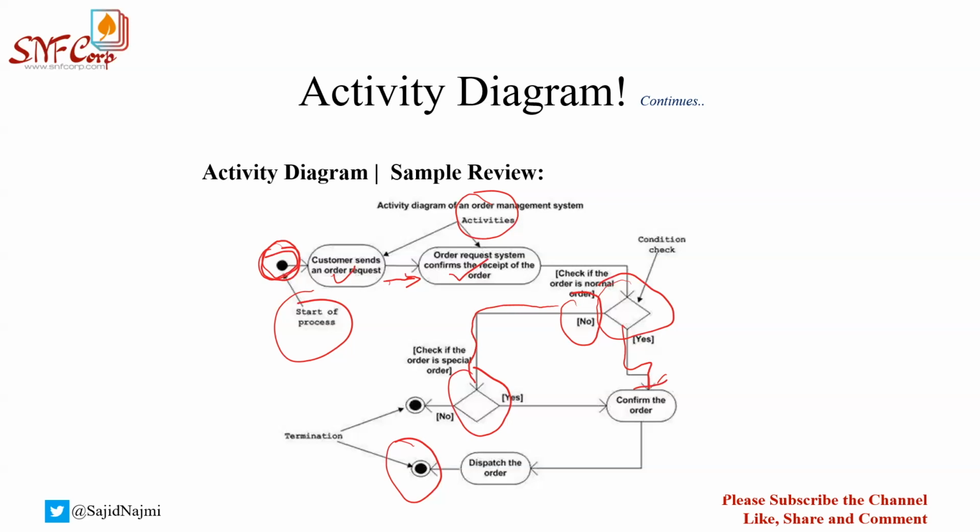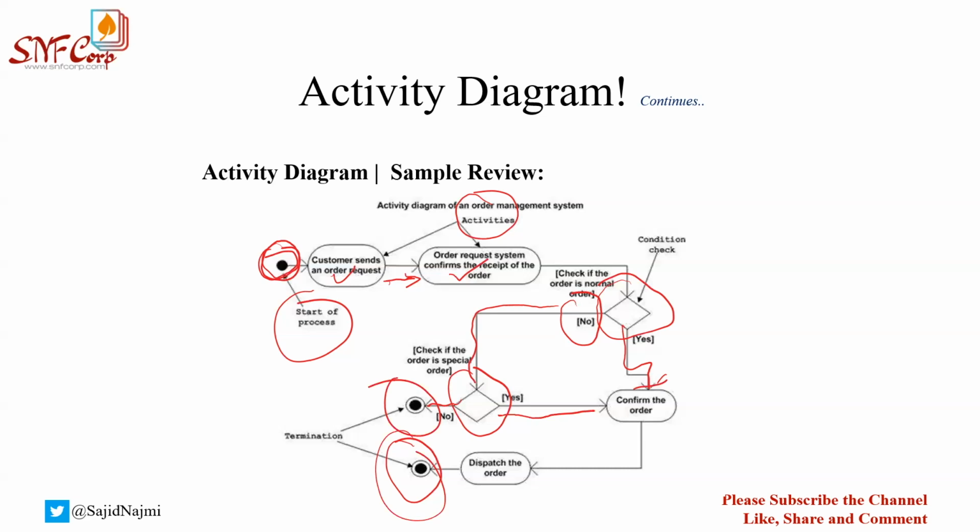Do I have to confirm this order? Maybe some admin is sitting there. Admin looks at it, okay, this order is not normal, but still, can I go ahead and confirm the order? If I'm confirming the order, now follow this arrow. Order, I'm confirming, and now I'm dispatching and then closing. If I'm deciding as admin, no, I do not have to confirm this order, I simply follow this and then I'm closing. So I'm not dispatching it. I'm just terminating it. So this is how you can draw different activities and different conditions.